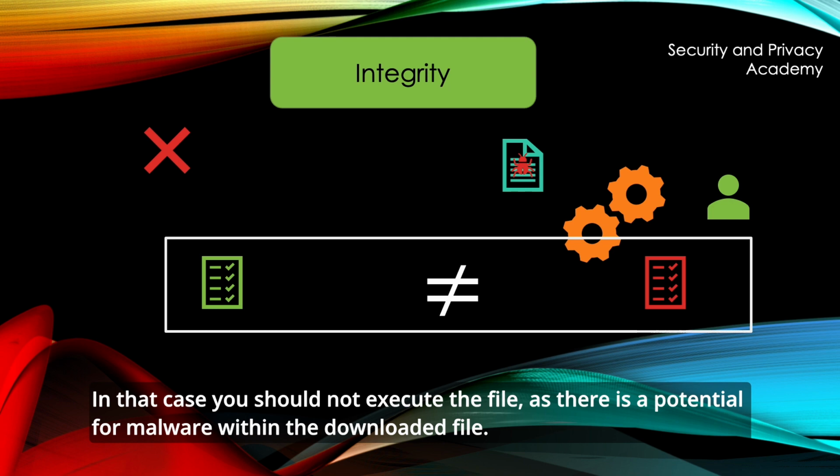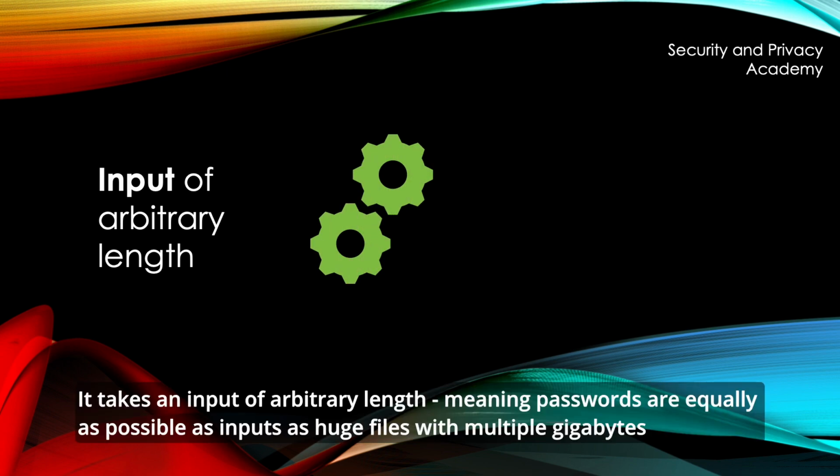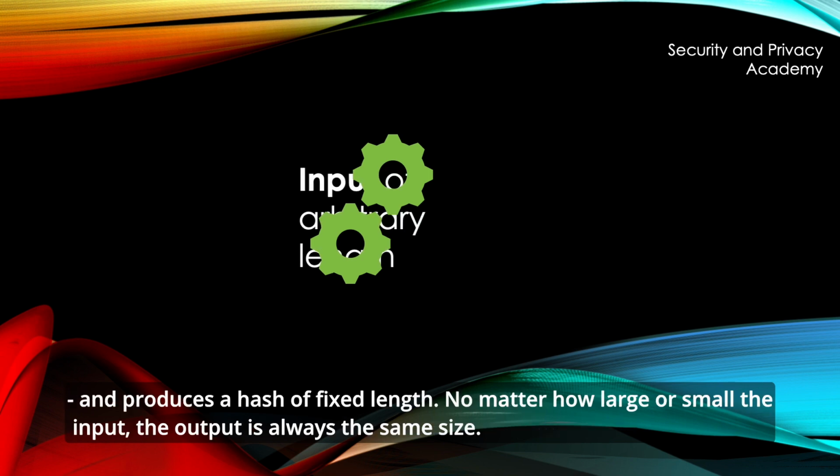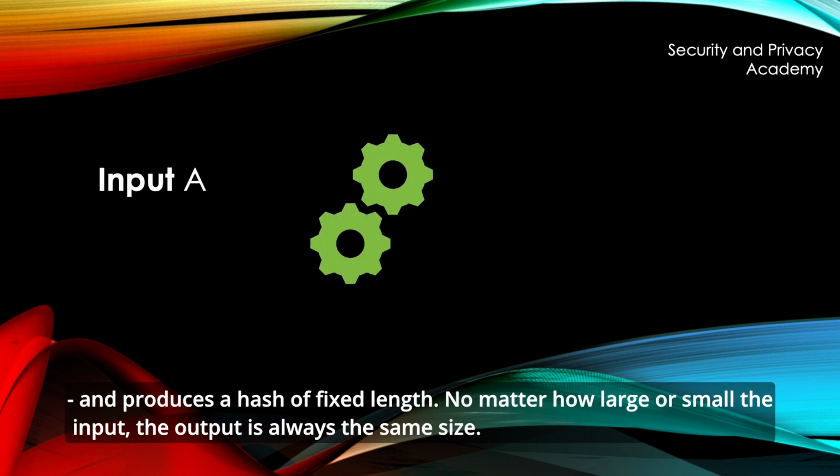So what does a hash function do? It takes an input of arbitrary length, meaning passwords are equally as possible as inputs as huge files, with multiple gigabytes, and produces a hash of fixed length. No matter how large or small the input, the output is always the same size.